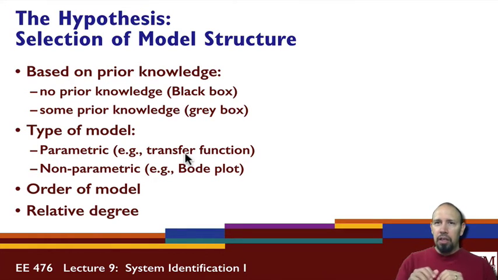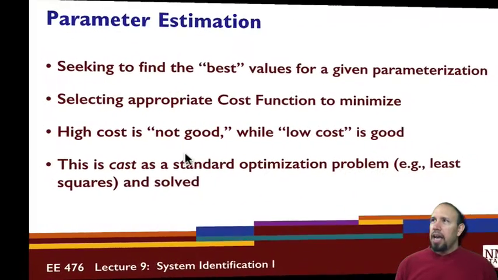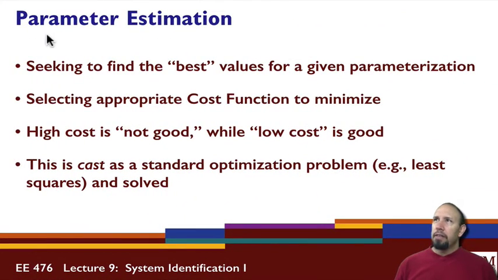So now we have a model, we have data. How do we get the parameters of that model to fit the data? That's the subject of parameter estimation. That is, we're seeking to find the best values for a given parameterization. So if we have a third order transfer function, for example, that's our parameterization. What are the coefficients? What are the best coefficients for a given parameterization?